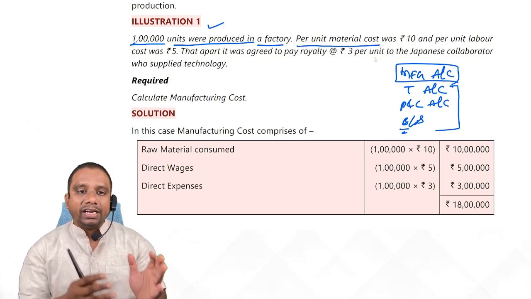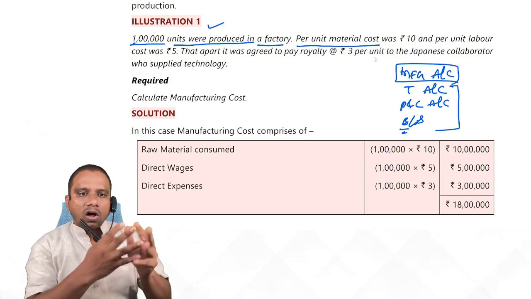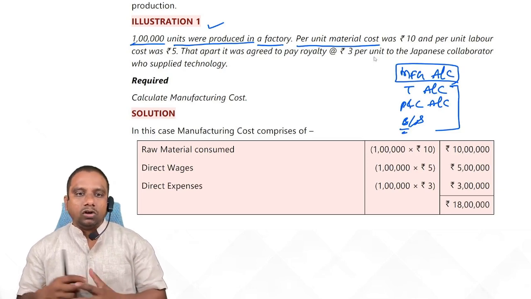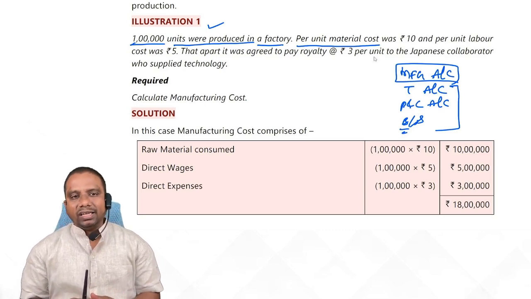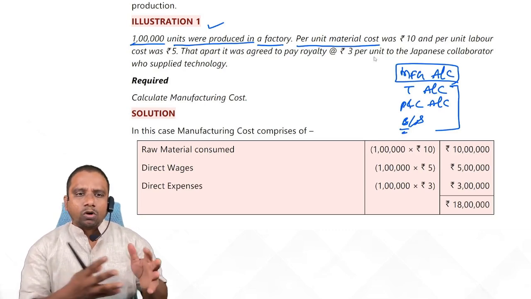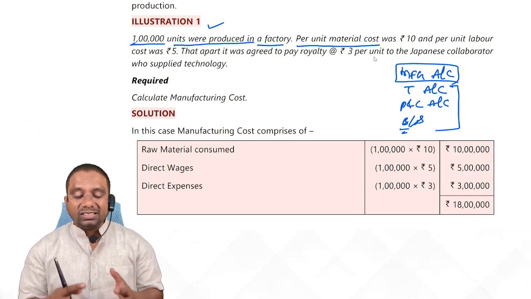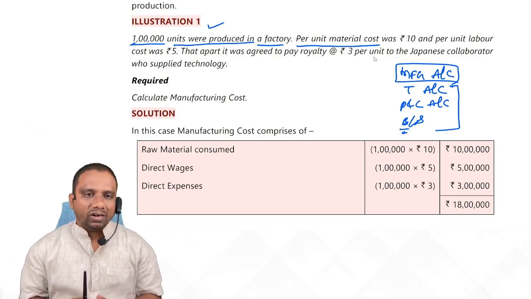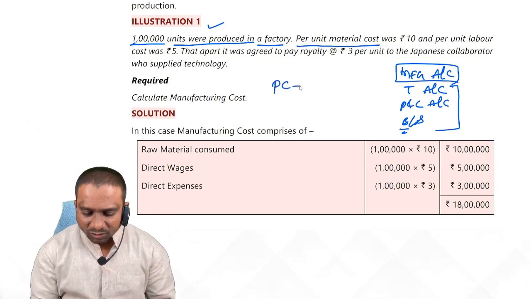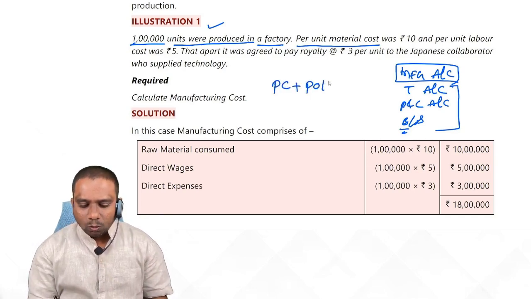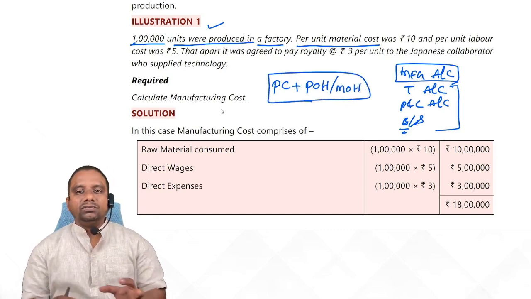Material can be classified into direct material, indirect material, direct labor, indirect labor, direct expense, indirect expense. All direct components can be called as prime cost and all indirect components are called as overheads. Overheads can be classified into production overheads, administrative overheads and selling and distribution overheads. In the manufacturing account we consider prime cost plus production overhead or manufacturing overhead.